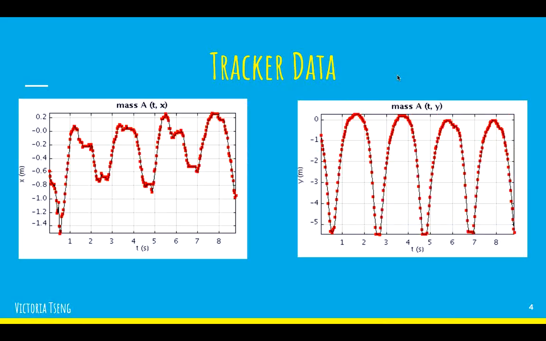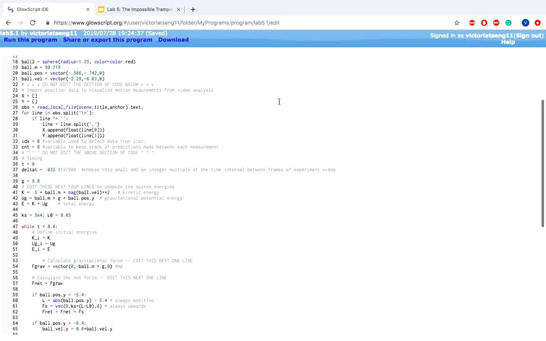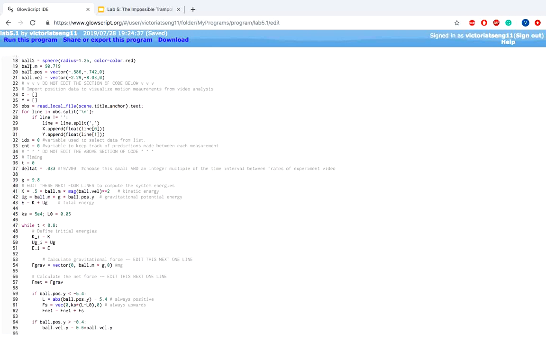This is the data collected from Tracker. We will use our code to simulate the Y motion, since that is the motion that may or may not violate the energy principle. We don't really care what Christoph's side-to-side motion is. So for our initial conditions, we set the mass of the ball equal to 90.719, and we set our initial position and our initial velocity.